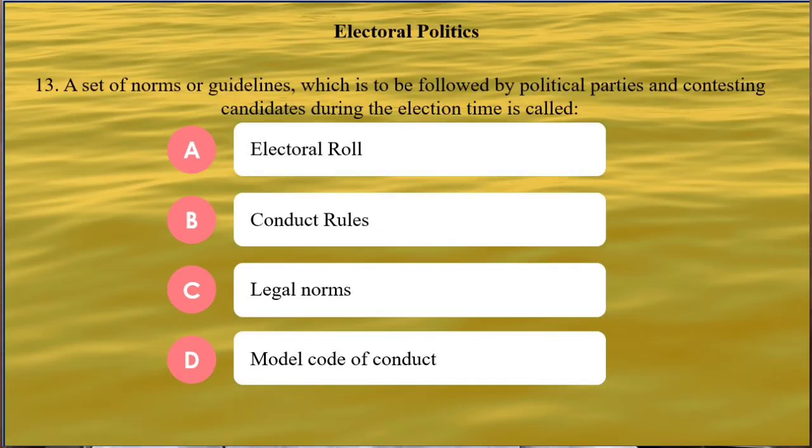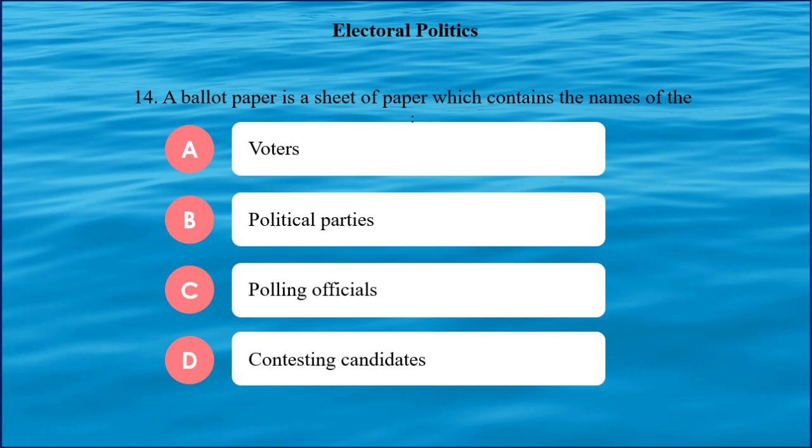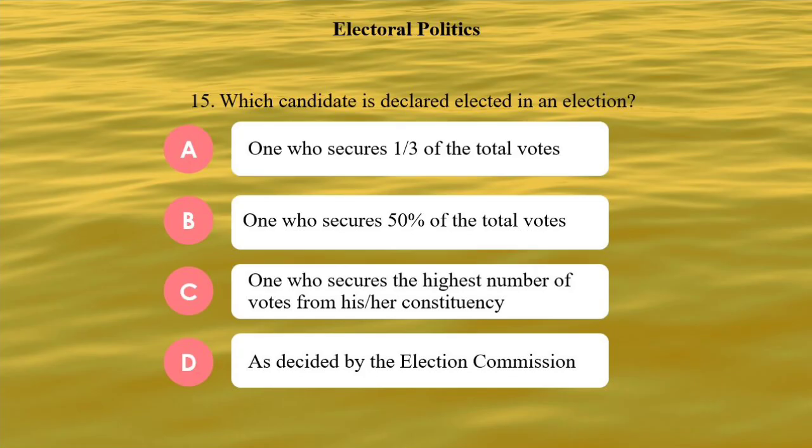A set of norms or guidelines which is to be followed by political parties and contesting candidates during the election time is called the Model Code of Conduct. So option D is correct. A ballot paper is a sheet of paper which contains the names of the contesting candidates. So option D is correct. Which candidate is declared elected during the election? The one who secures the highest number of votes from his or her constituency. So option C is correct.